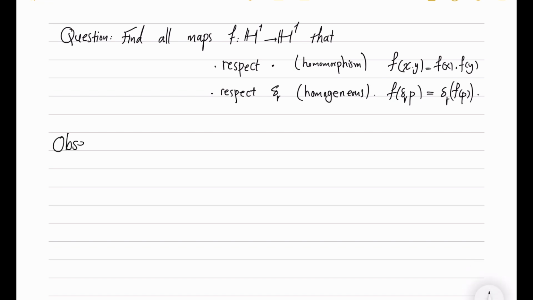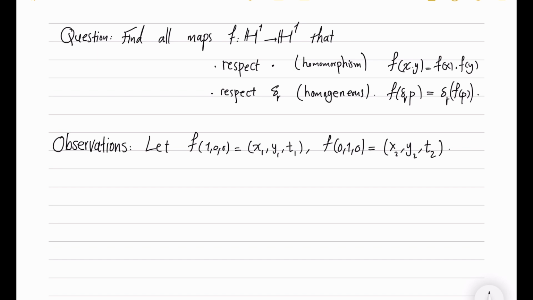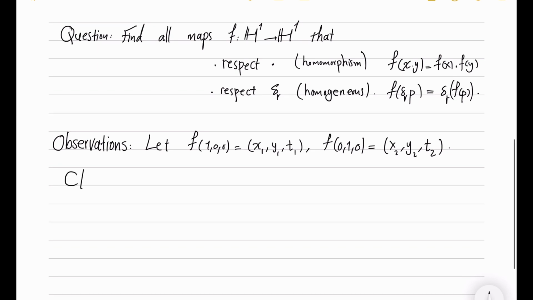Let's begin with some basic observations. Let f of (1, 0, 1) be the vector (x1, y1, t1), and similarly, let f of (0, 1, 0) be equal to (x2, y2, t2). I intentionally don't talk about the third one because I will recover it from these two. But the first claim I want to prove is that t1 and t2 in this case actually have to be 0.